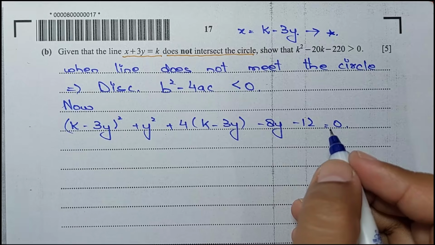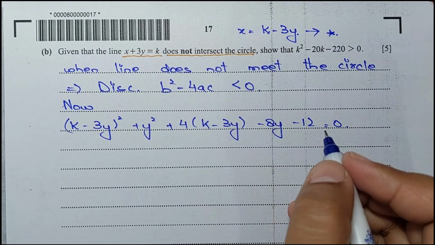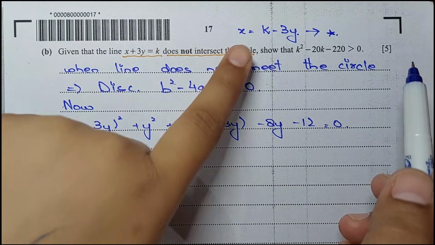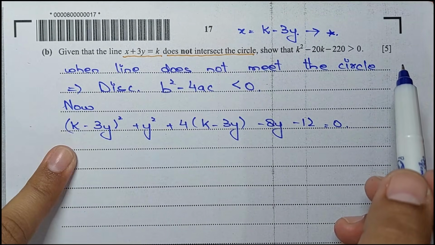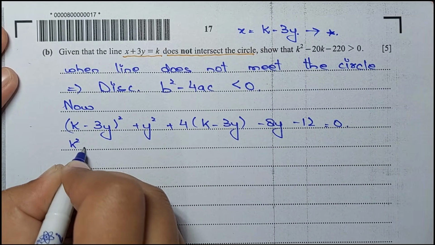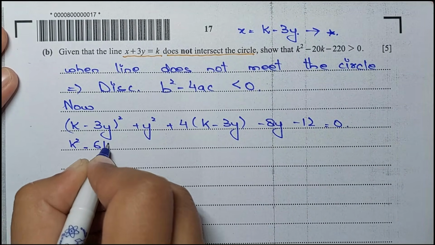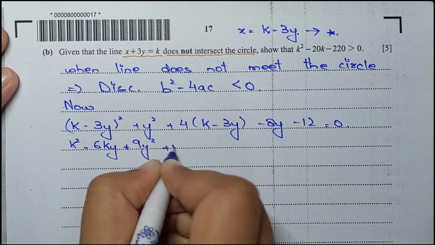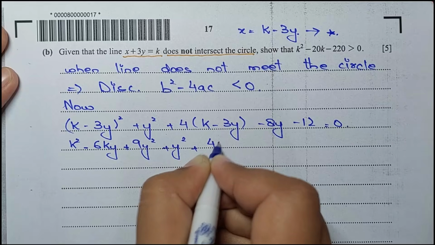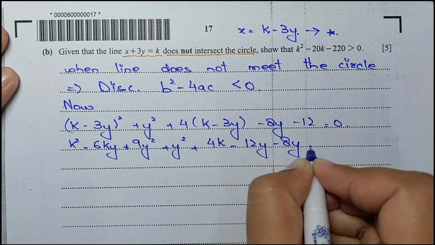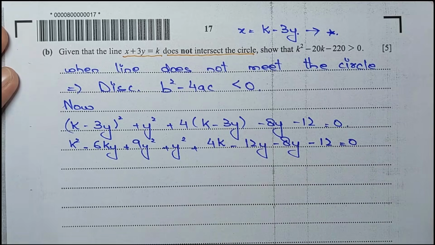So when the line does not intersect the circle, it means they have no point of intersection. When they have no point of intersection, their discriminant is negative, right? So we have to put the line into the equation of circle and put the discriminant negative. Open the square: k square minus 2 times 3, 6ky, plus 9y square plus y square plus 4k, 4 times 3 is 12y, minus 8y minus 12 equals 0.